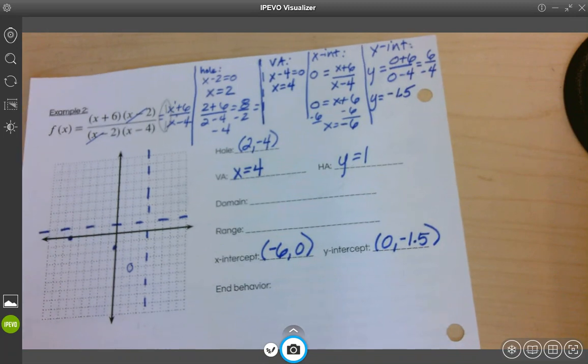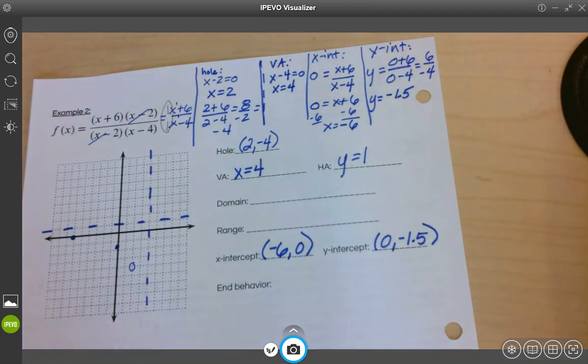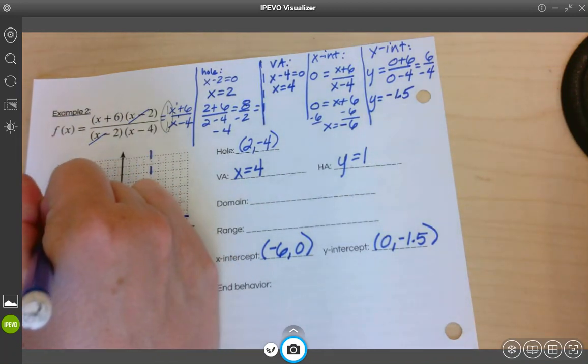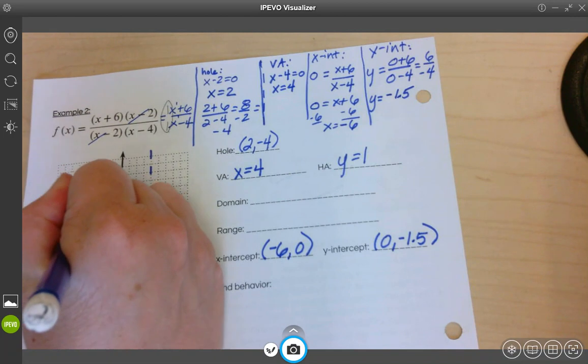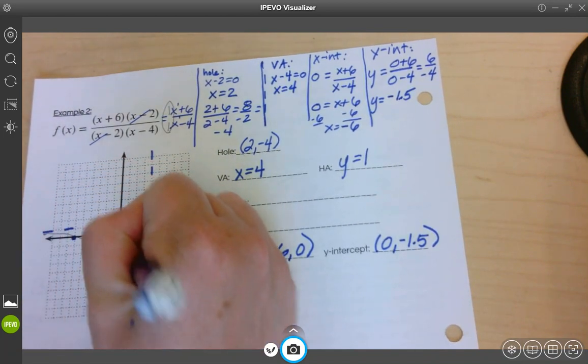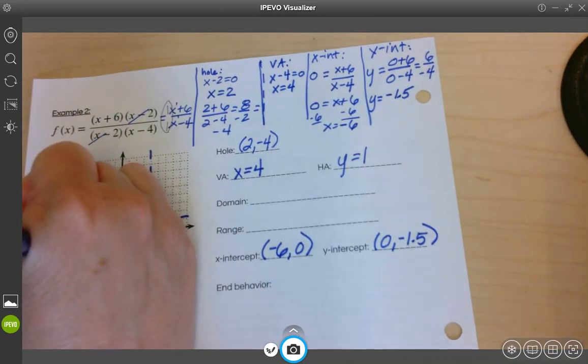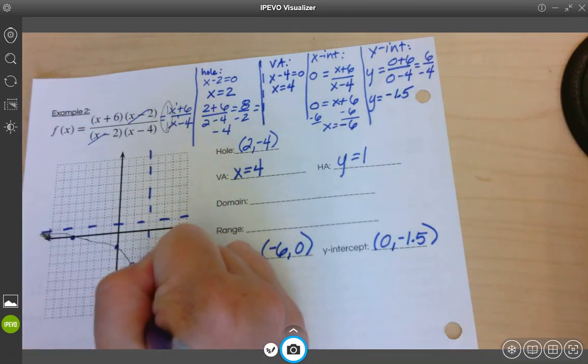So we want to graph those two intercepts as well. So I graphed -6, 0 and 0, -1.5, and I can draw a branch on my graph now. Remember that the graph is going to get close to your asymptotes without actually crossing them. It might cross the horizontal. We can check that on Desmos, but usually it doesn't. It will never cross the vertical.